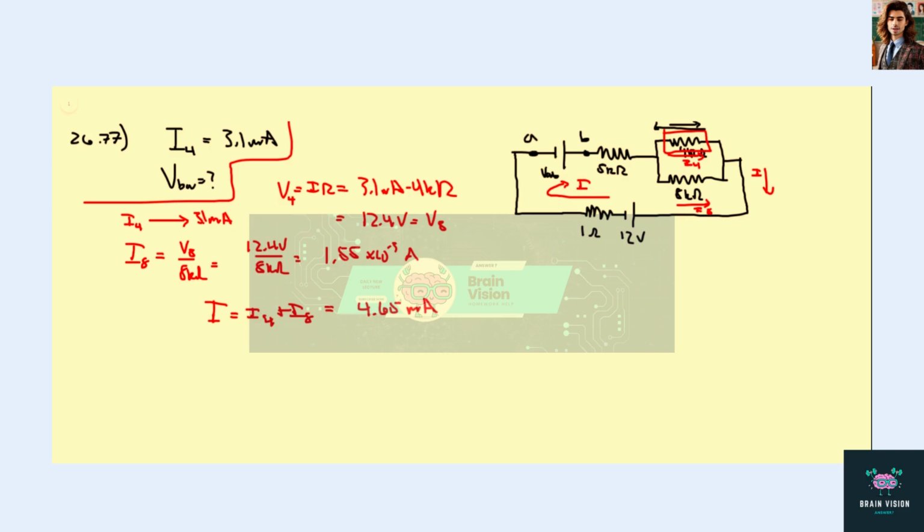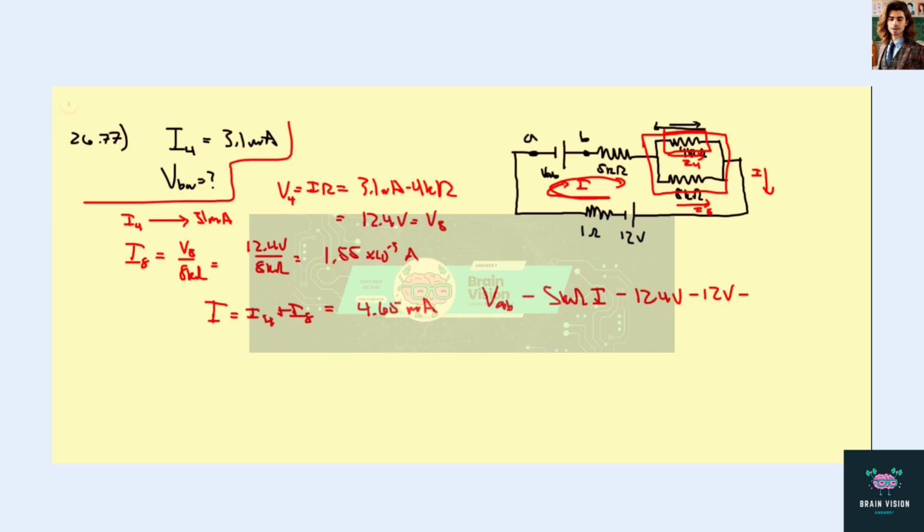Now we just have to use this to find the terminal voltage of the battery. To do that, we write a loop equation. Using Kirchhoff's law, we know that VAB minus 5 kilo ohm times I minus 12.4 volts minus 12 volts minus, we did 12.4 instead of using I times the resistor because this is in parallel, so that's how we did that. Sorry for skipping over that too fast.